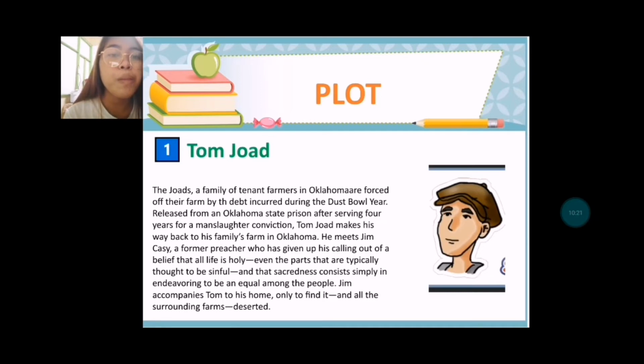So we meet Tom Joad, who's hitchhiking his way back to his family from prison. Along the way, Tom comes across ex-Reverend Jim Casy.